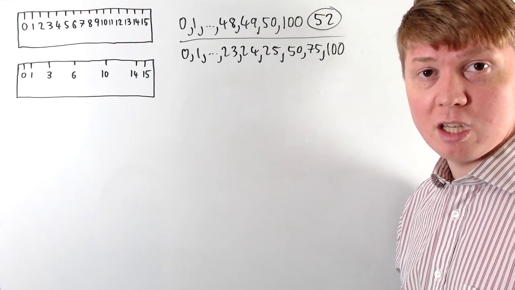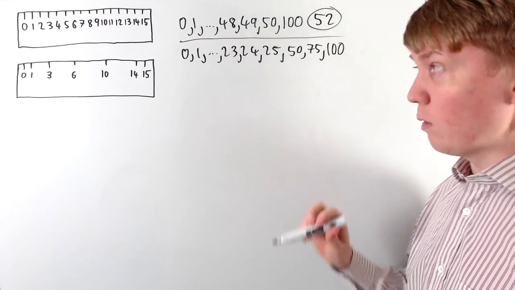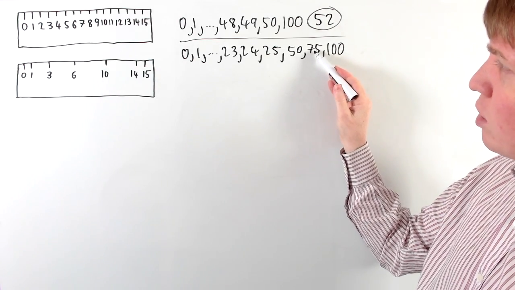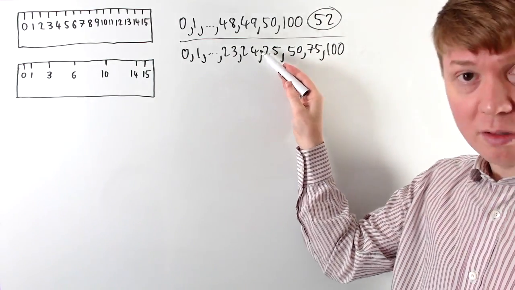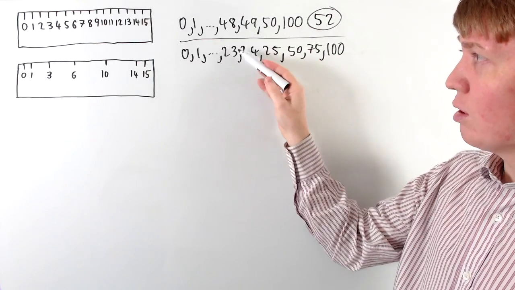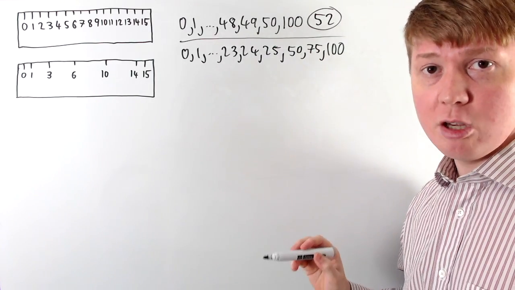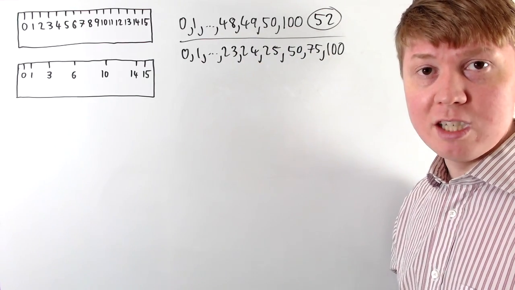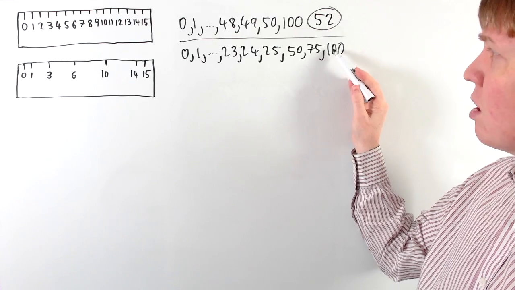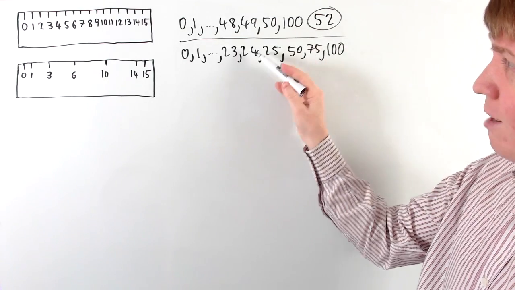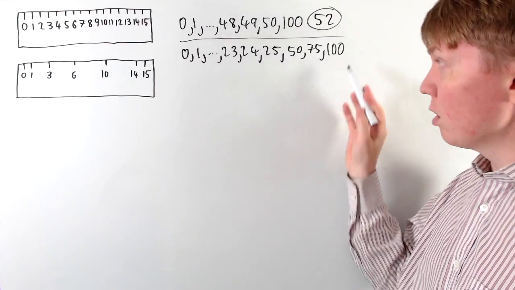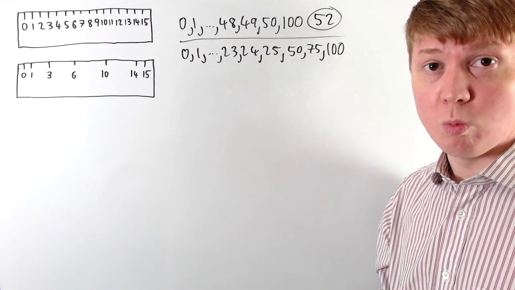Then you can measure anything from 51 up to 75 by counting backwards from 75. So 75 down to 24 gives us 51, 75 down to 23 gives us 52, and so on all the way up to 75. Then for everything from 76 upwards, we can measure backwards from 100. So 100 down to 24 gives us 76, and so on all the way up to 100 down to 0 gives us 100.